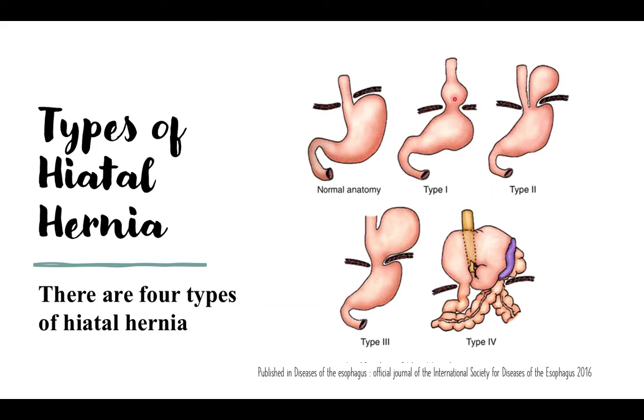So what are the types? In type 1, sliding hernia, the gastric cardia plus the gastroesophageal junction protrude into the mediastinum. In type 2, no cardia and no gastroesophageal junction, but part of the stomach, the fundus. Type 3 is a combination of type 1 and type 2: the gastroesophageal junction and cardia, along with protrusion of the stomach parallel to the esophagus. And type 4 is most commonly colon herniation into the mediastinum.